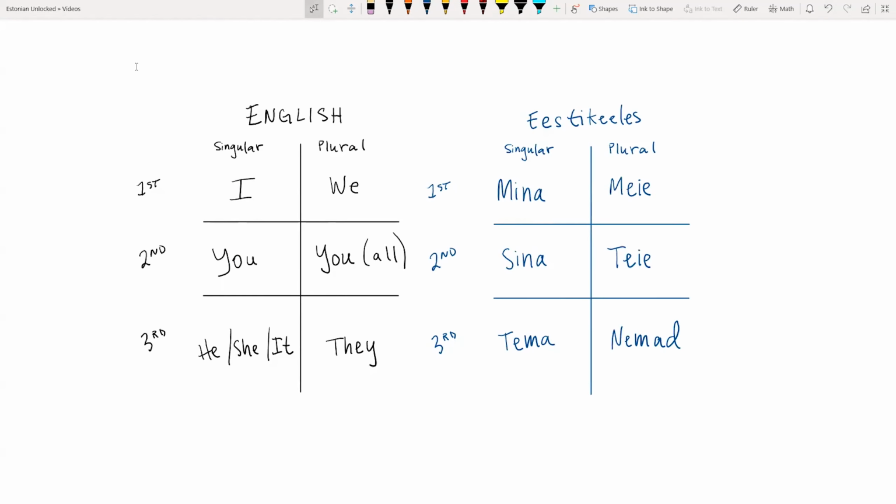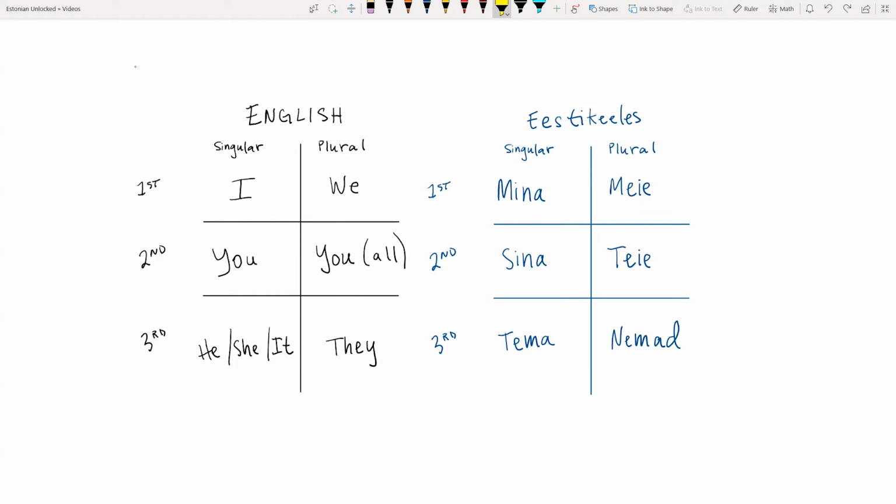In Estonian, we also have each of these personal pronouns. So for I, we have mina. We is meie. You, singular, is sina. You, plural, is teie. Third person is tema in the singular and nemad in the plural.